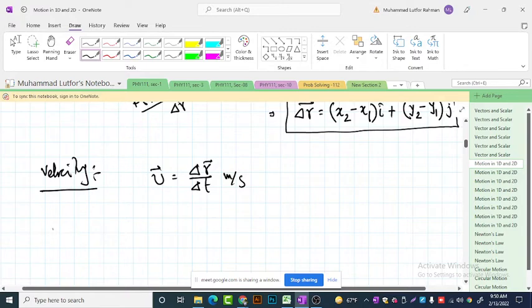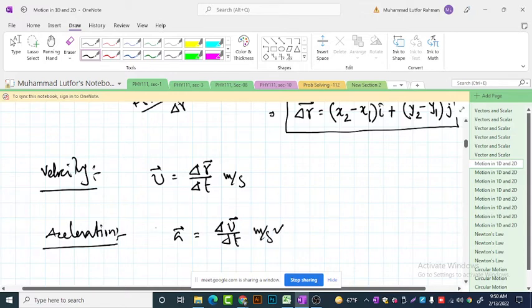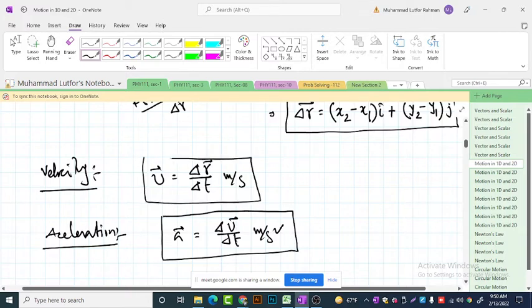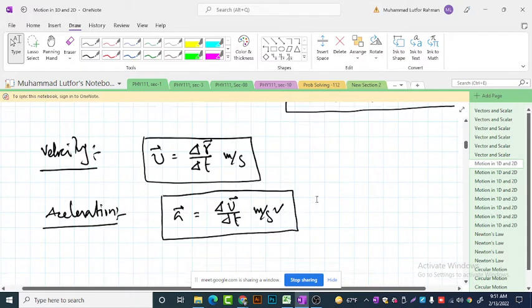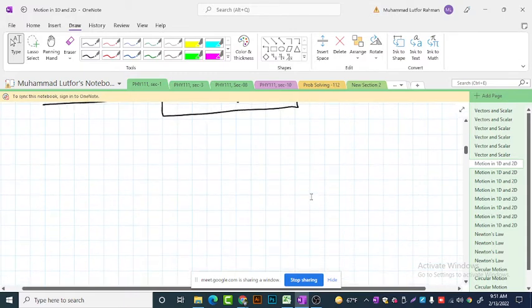If I want to find out the acceleration, then acceleration is the rate of change of velocity with respect to time. So I can write it would be del v over del t. Its unit would be meter per second square. So that means if you just know the position, then you will be able to find out the displacement. If you are able to find out the displacement, then you can find out the velocity as well as acceleration of that particle or the system.